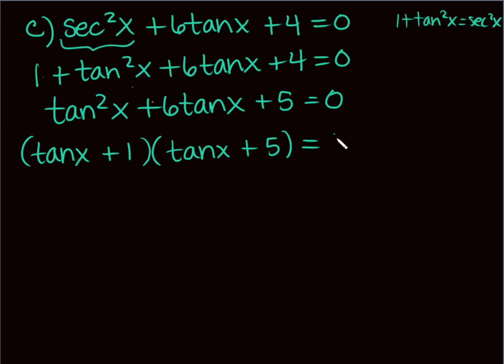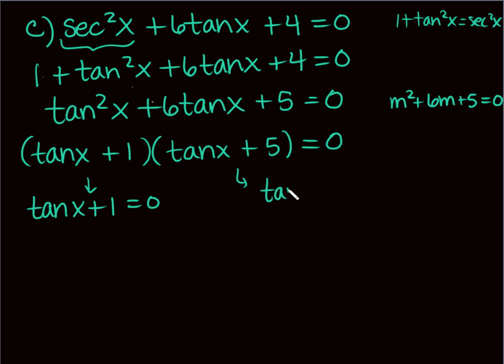5 equals 0, right? I know I need two numbers that multiply to be 5, add to be 6. Again, if I did that substitution, it'd be m squared plus 6m plus 5 equals 0. And then I just substitute in tangent x for m. So we have two things going on here. I want all solutions to tangent of x plus 1 equals 0, and then I also want all solutions to tangent of x plus 5 equals 0.